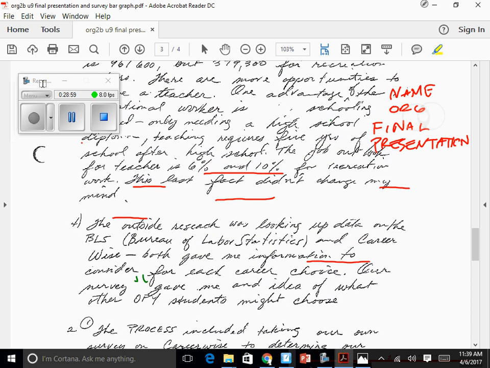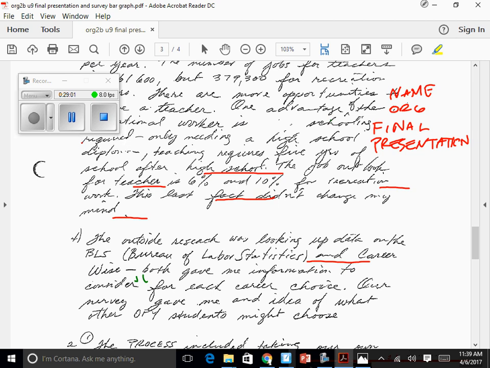All right. Only needing a high school diploma to be a recreation worker. That means that more people are trying to get that job. Teaching requires 5 years of school after high school. The job outlook, please highlight job outlook. That should be another one of those summaries.